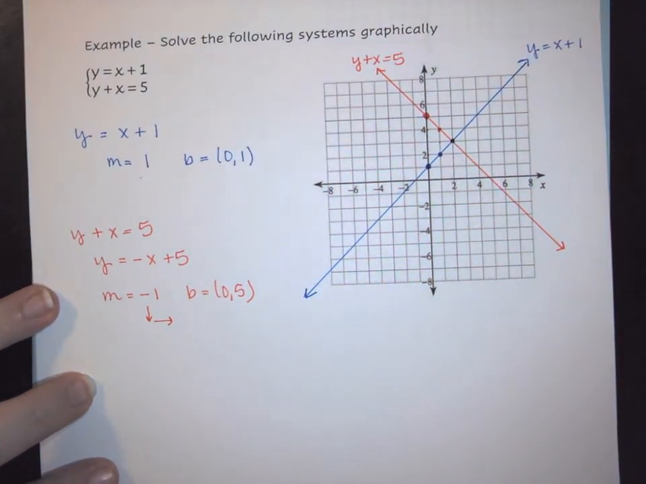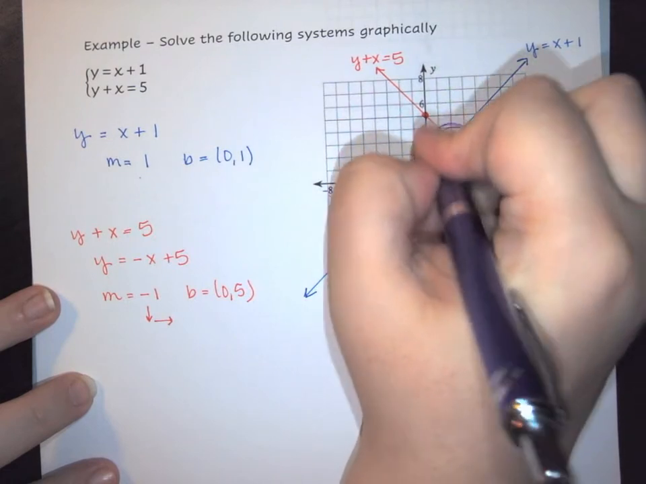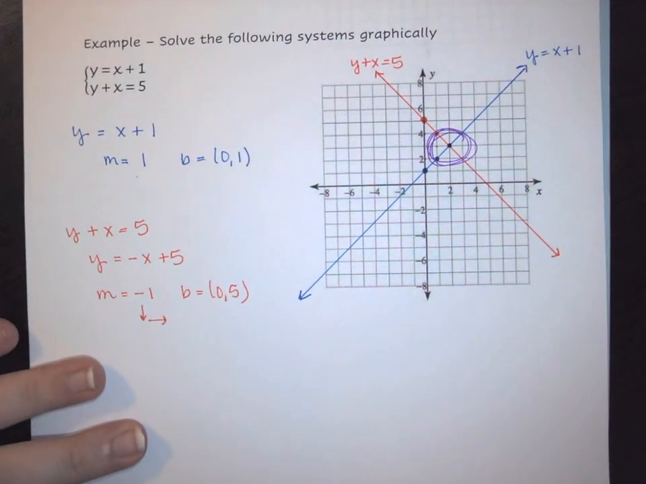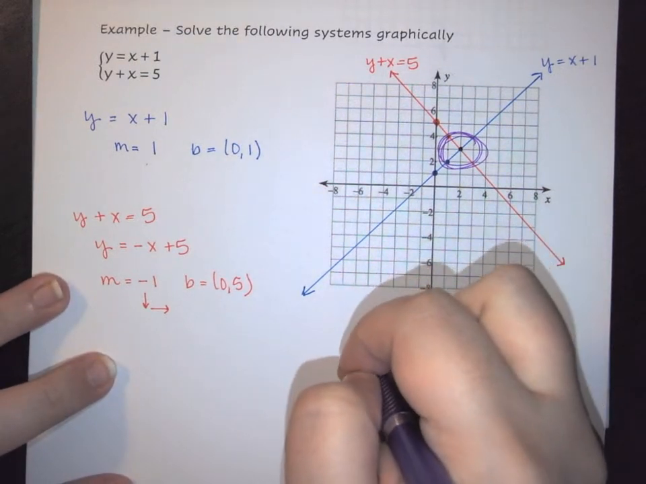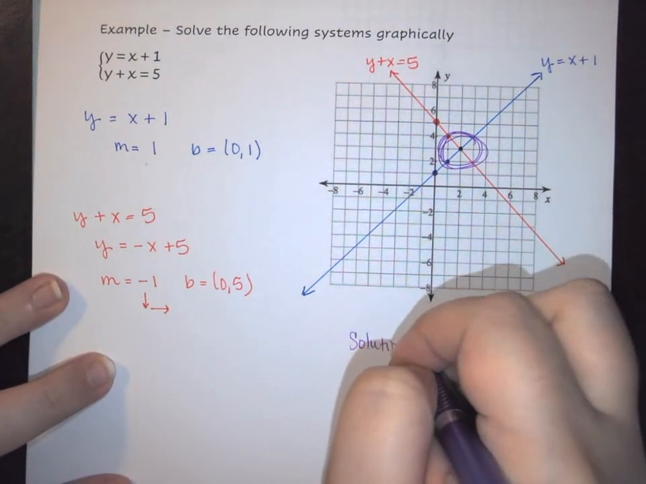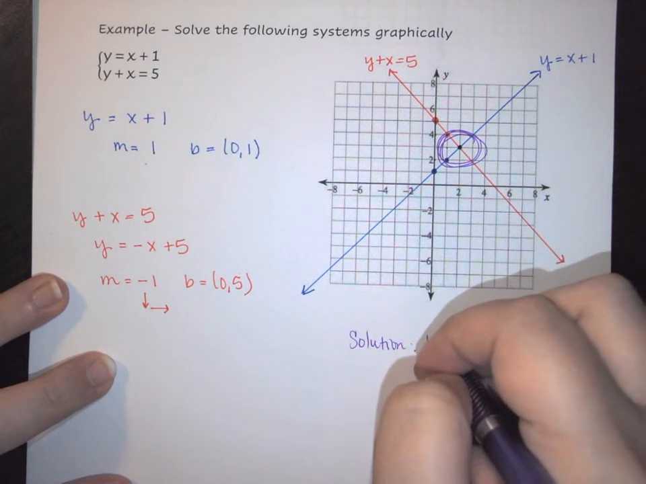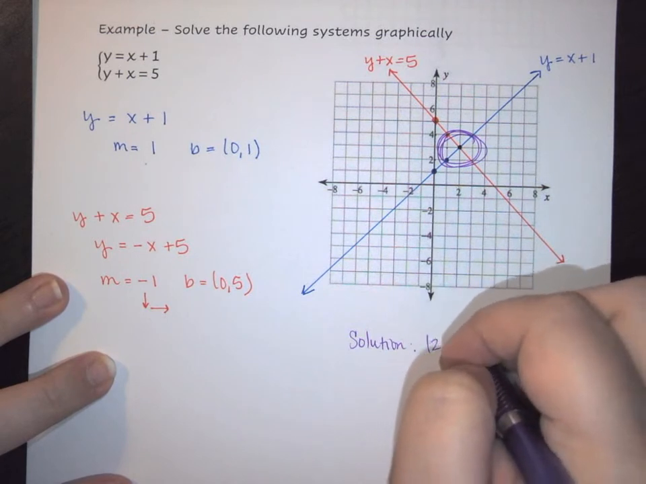And then we have our point of intersection. So in this case, that again is our solution. So our solution here is going to be at the point 2, 3.